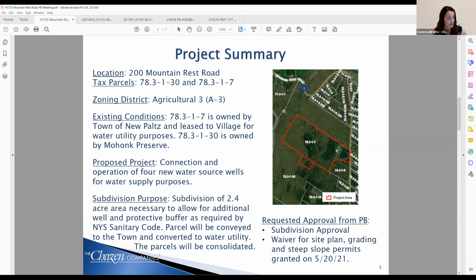The proposed project is to connect and operate four new water source wells for water supply purposes. We're here with regard to the subdivision of the 2.4-acre area, which is necessary to allow for an additional well and protective buffer as required by the New York State Sanitary Code. The parcel would be conveyed to the town and converted to water utility, which is a permitted use within the A3 district. The parcels would be consolidated. So we're requesting a subdivision approval. And on May 20th, waivers were granted by the town for site plan, grading, and steep slope permits.